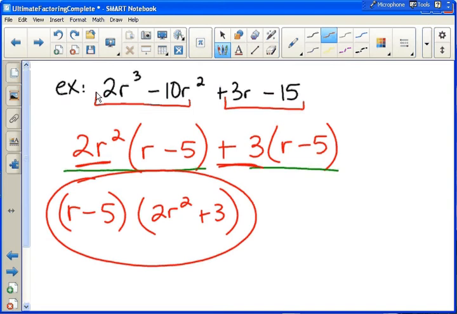If you want to check this by foiling, you certainly can. Multiply the first, outer, inner, last, and combine the like terms, and you should get back exactly what we started with up here.